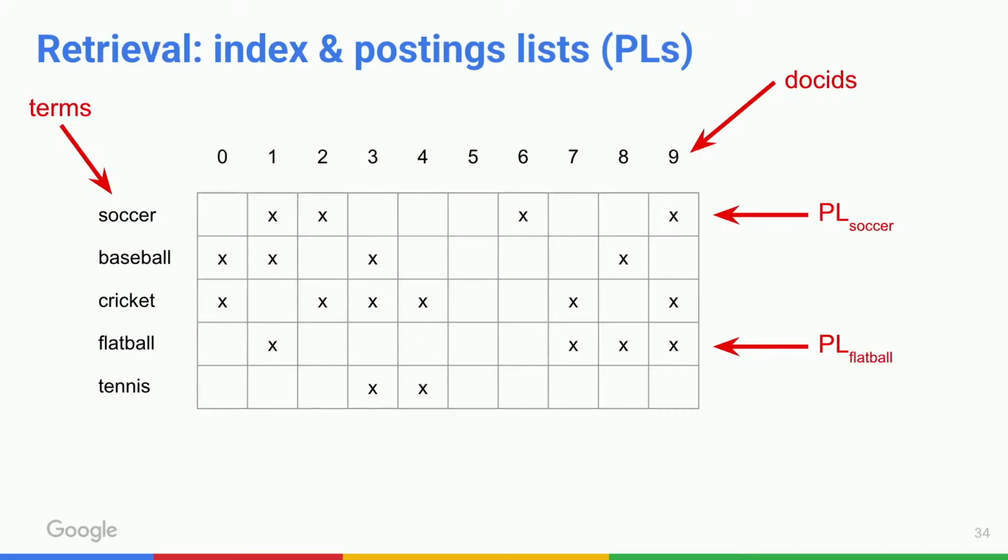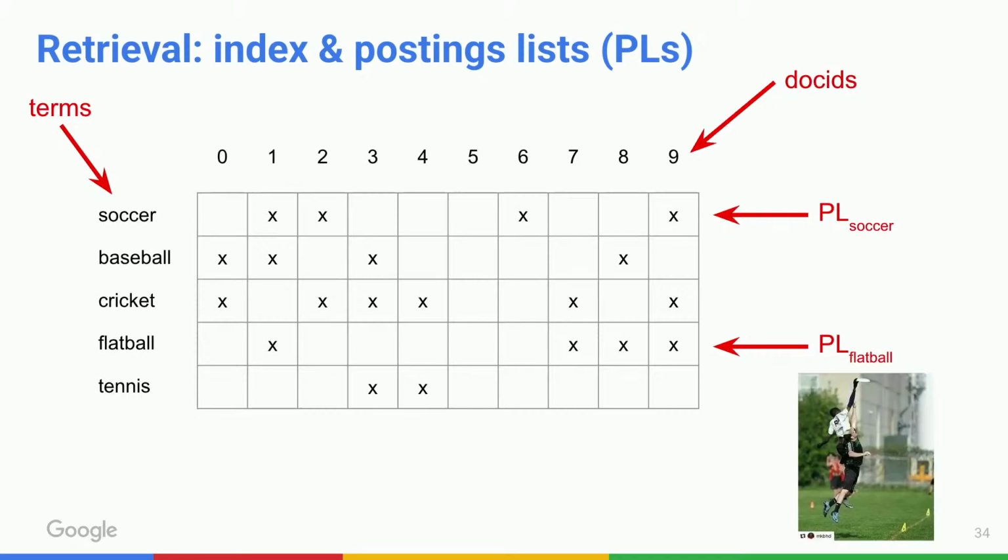So here we've got some sports terms. Here we have some document IDs, right? Each document just gets an ID. And there we've got the incidence matrix. You've got a bunch of well-known sports, although you might not know this one. That's flat ball, my favorite sport, and that's my favorite player.